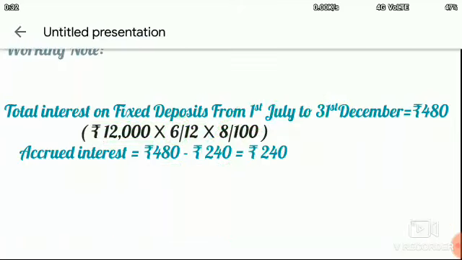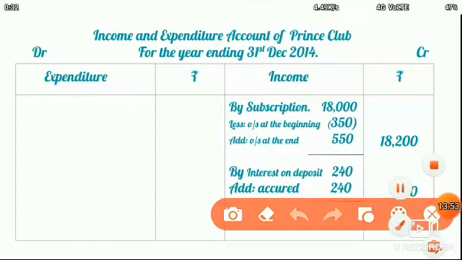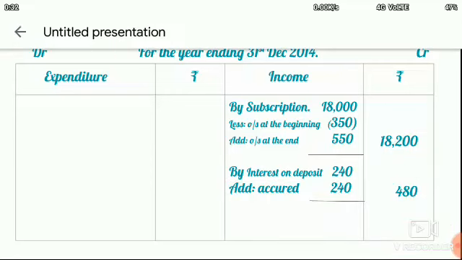So we will show it in this way in the Income and Expenditure Account. Subscription is already shown. Now on the income side, we will write by interest on deposits, the amount shown in the Receipts and Payments Account, 240. This is received in cash, and the interest which is not received in cash is 240. This is accrued, so we add the accrued because it is of the current year. Then our total interest is 480. So I hope you have understood the interest.